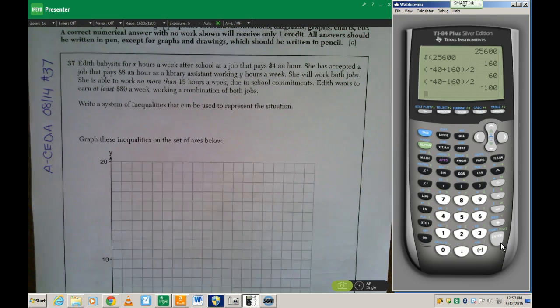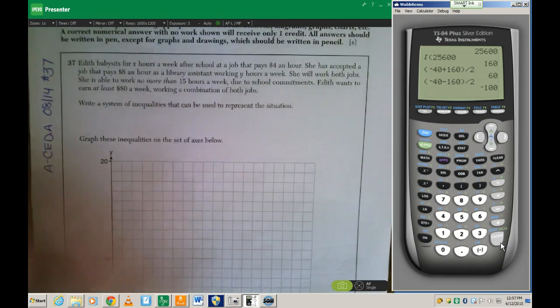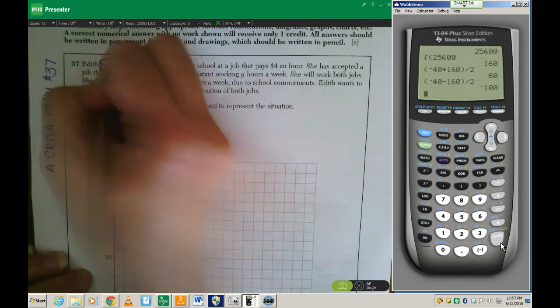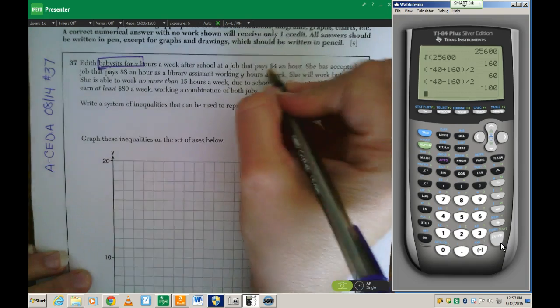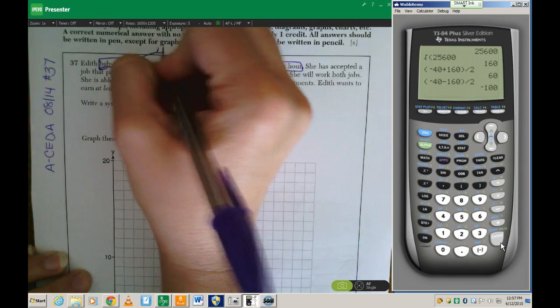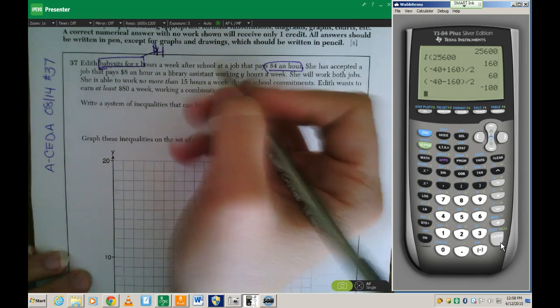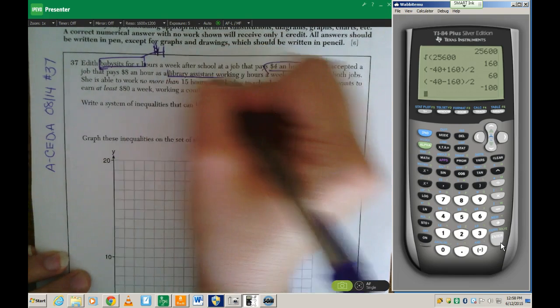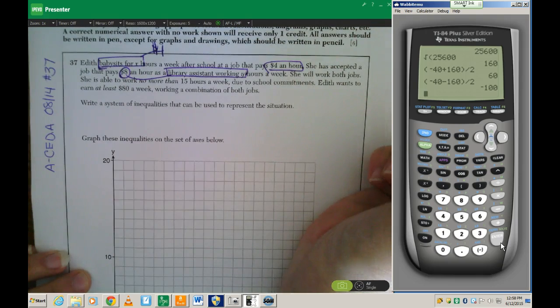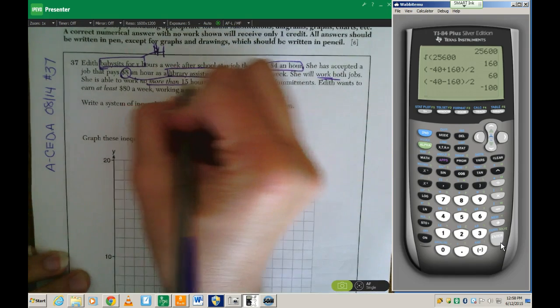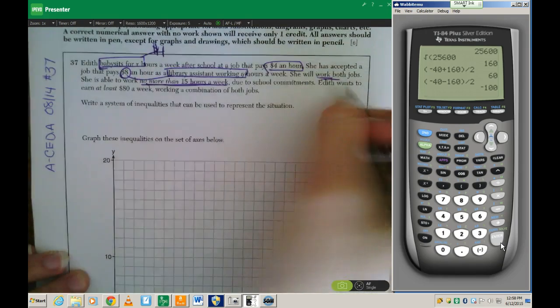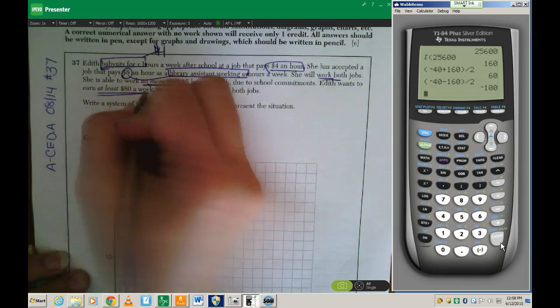Here we go. Edith babysits for X hours after school. So babysit is X. She makes $4 per hour. So I'm going to do $4. Okay. She accepted a job that pays $8 as a library assistant. So library is Y for $8. She will work both jobs. She's able to work no more than 18 hours a week, and she wants to work at least $80.